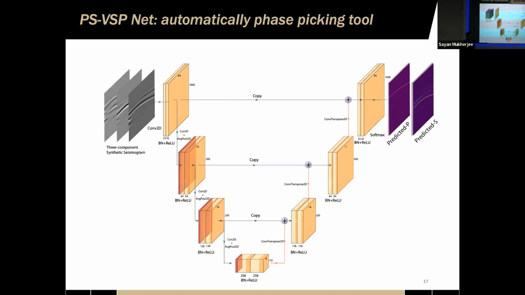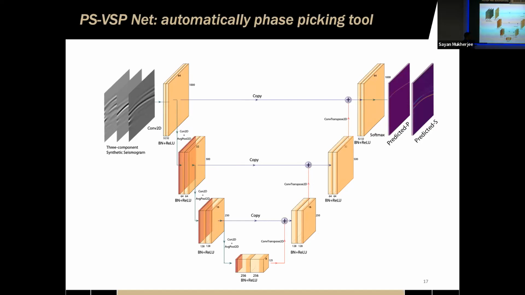To do that, I also tried some traditional ways, like short-term averaging over long-term averaging, but that all doesn't work very well. So I asked for some help from machine learning and developed this convolutional neural network. It's also called a UNet, as Nat has said. It's a four-layer architecture. On the left-hand side, it takes in three components of synthetic seismograms, kind of like a picture with three colors, RGB. On the right-hand side, it provides the predicted P wave and S wave transit time. So simple as that.